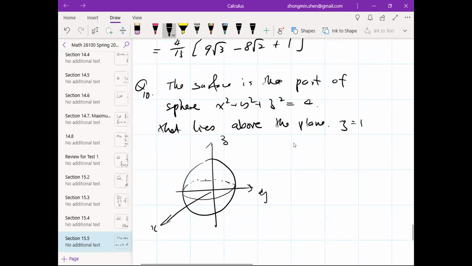How do you draw the plane? This radius is 2, right? The plane is somewhere here. So this is the way you draw the plane.